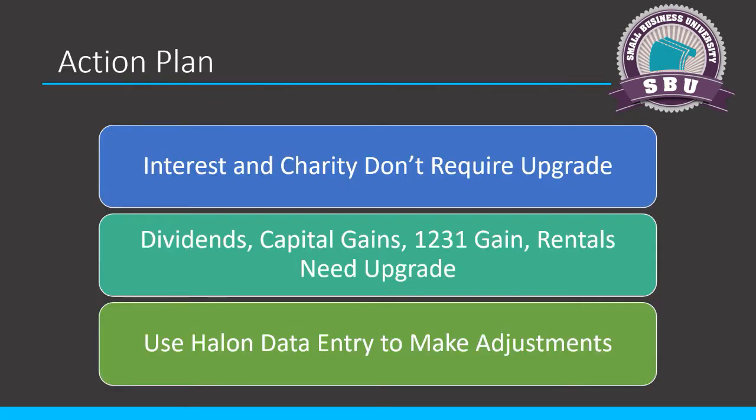An action plan is really simple, right? Interest and charity don't require an upgrade. Dividends, capital gains, 1231, rentals do need an upgrade. And then I'm going to show you in another video when we're training on Halon how to use the Halon data entry to make adjustments if Halon doesn't pick up the naming conventions in your financials correctly.